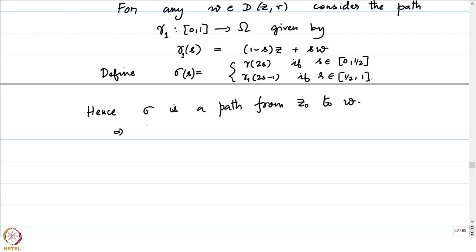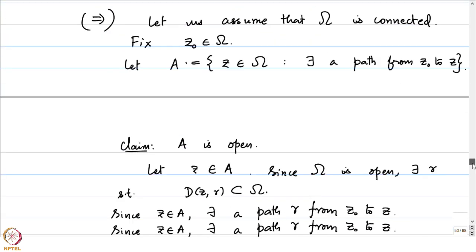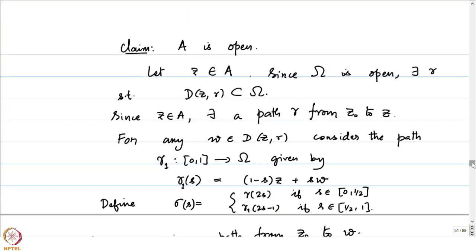And this tells us that w belongs to capital A, because A was the collection of all those points which had a path from z0 to that particular point, right? And the point w was arbitrarily picked in the disk of radius r around z. So this gives us that dzr is contained in A. And our choice of z was arbitrary, which hence tells us that A is open, because this is the very definition of a set being open. So we have established this particular claim, which tells us that our set A is an open set.